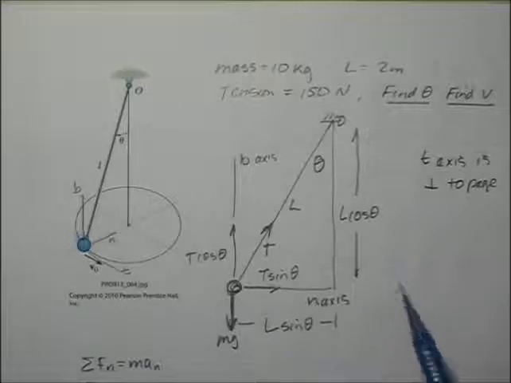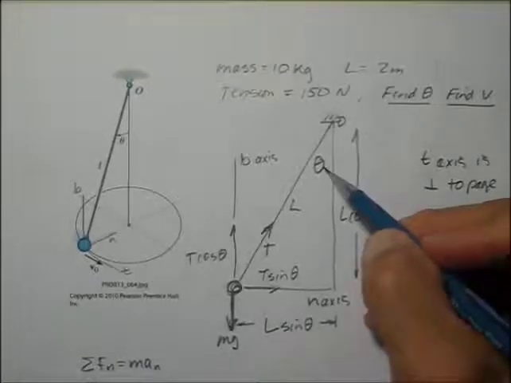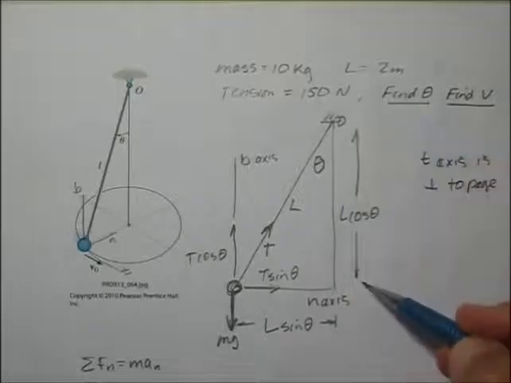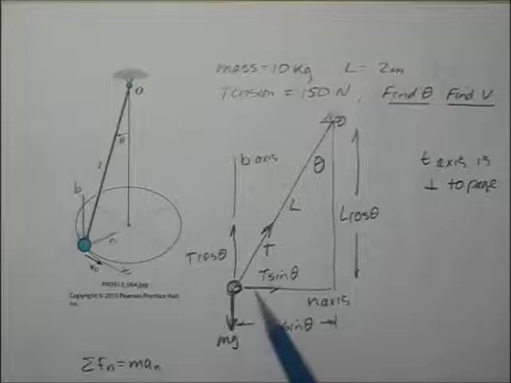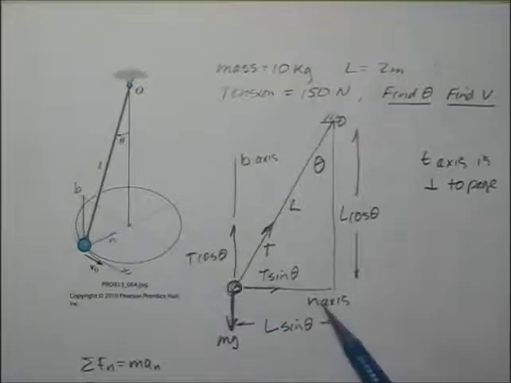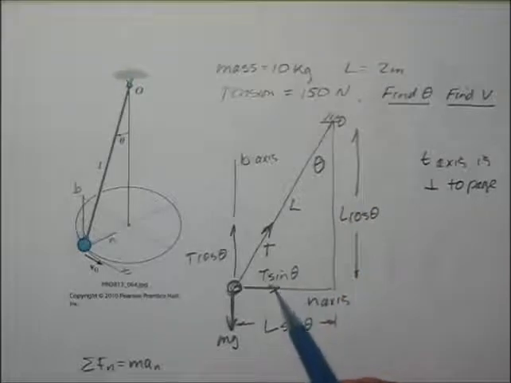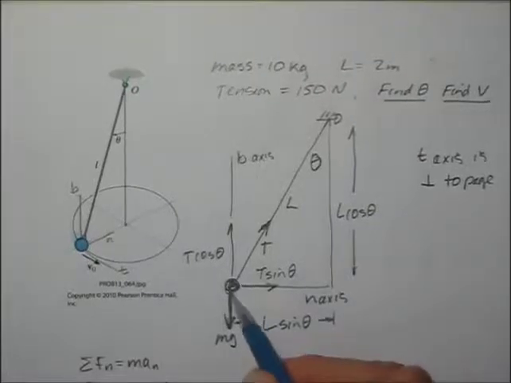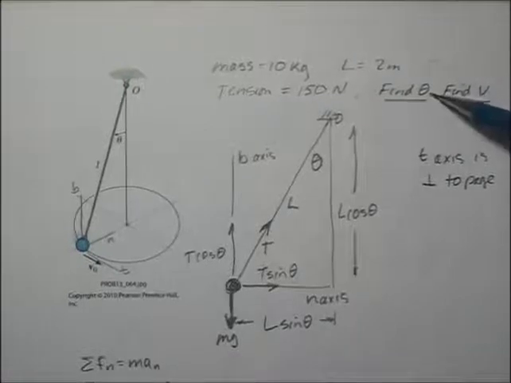A couple of dimensions that we can interpret from the drawing. I don't know that angle theta, but I know that this length here is L cosine theta. I know that the radius here, the rho, is L sine theta. If there's a tension here, I know that's theta, so that makes the tension T sine theta in the n-axis and T cosine theta in the b-axis. And then the mg of the system, of course, goes straight down. All right, again, we're finding theta and we're finding velocity.